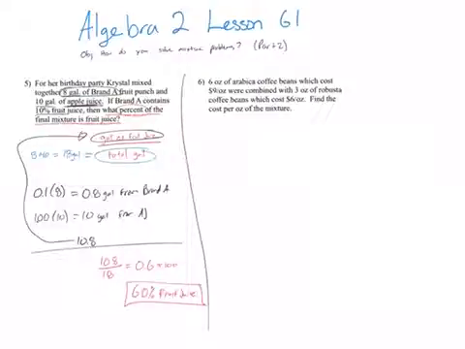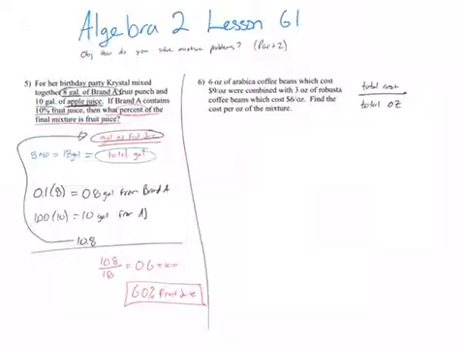Alright, let's try one more of those. 6 ounces of coffee beans, which cost $9 an ounce, were combined with 3 ounces of a different kind of coffee bean, which cost $6 an ounce. Find the cost per ounce of the mixture. So I need to find total cost divided by the total number of ounces, right? The total cost to make the mixture divided by how many ounces I have altogether will give me the cost per ounce of that mixture.